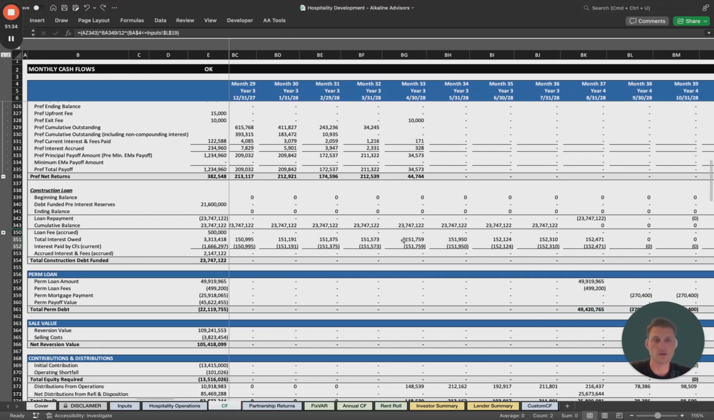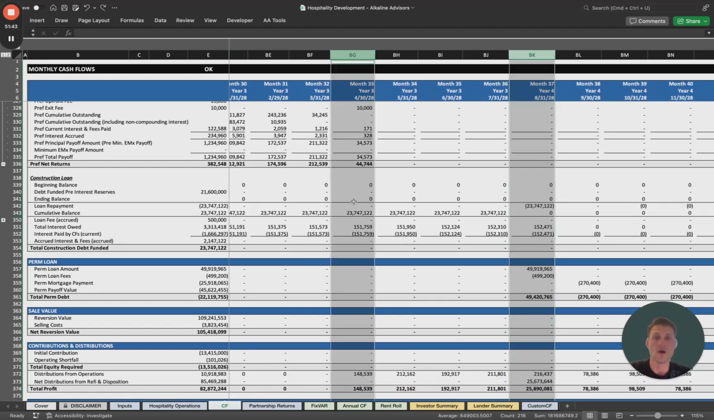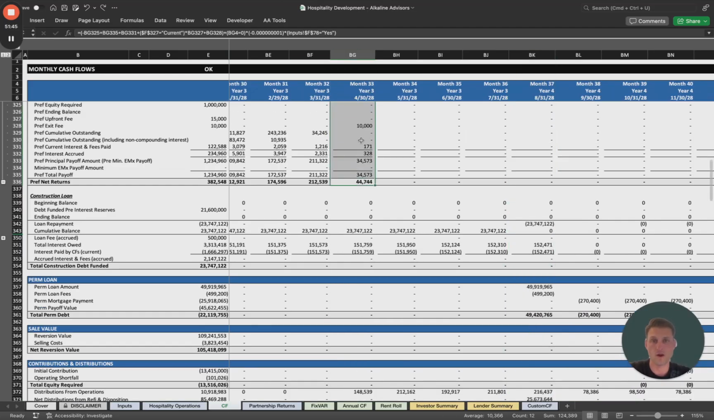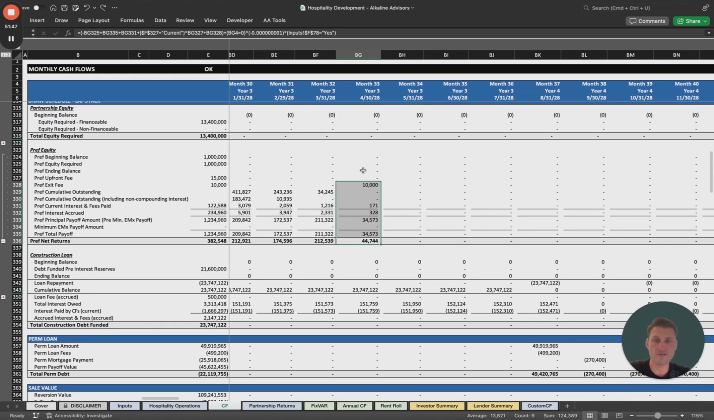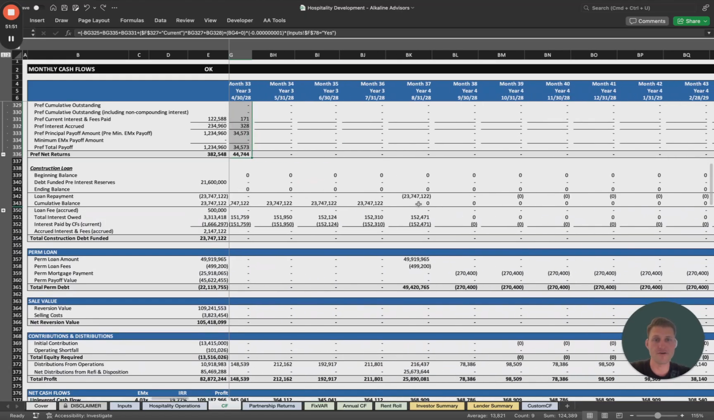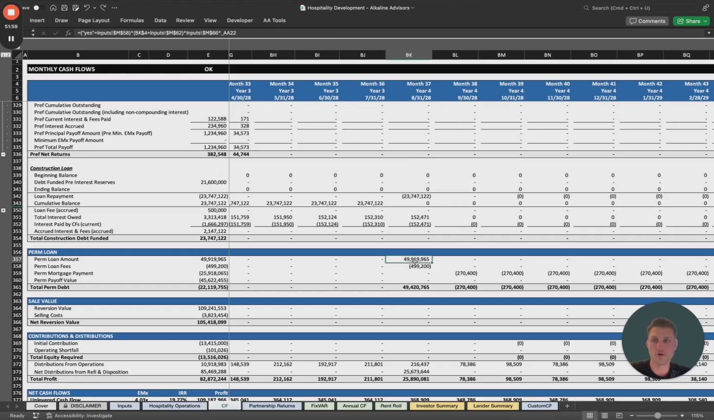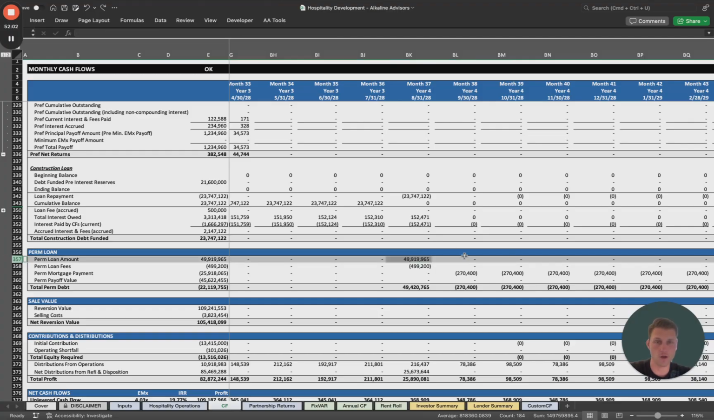Now, this construction loan is going to stay in effect until month 37. And you'll notice we're actually able to pay off in month 33, right here, our pref piece based off of the free cash flow. But in month 37, what we're doing is we are paying off our construction loan, right? We're paying off our construction loan with proceeds from the perm loan.